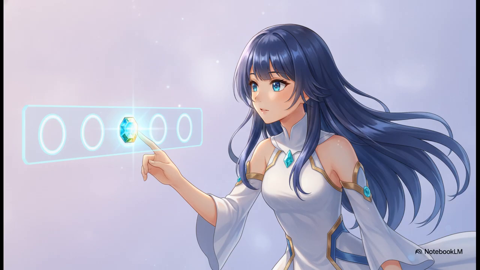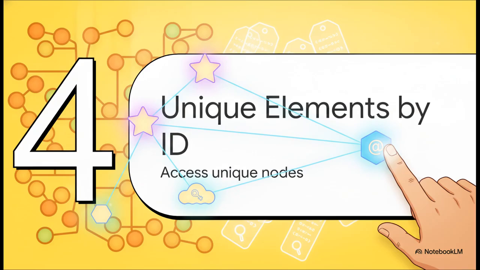So to actually access your h2 content, you must specify the index. If it's the only one there, you absolutely have to specify the 0th position, index 0, to grab it out of that array. All right, part 4, pinpointing unique elements by ID, getting direct access to unique nodes.